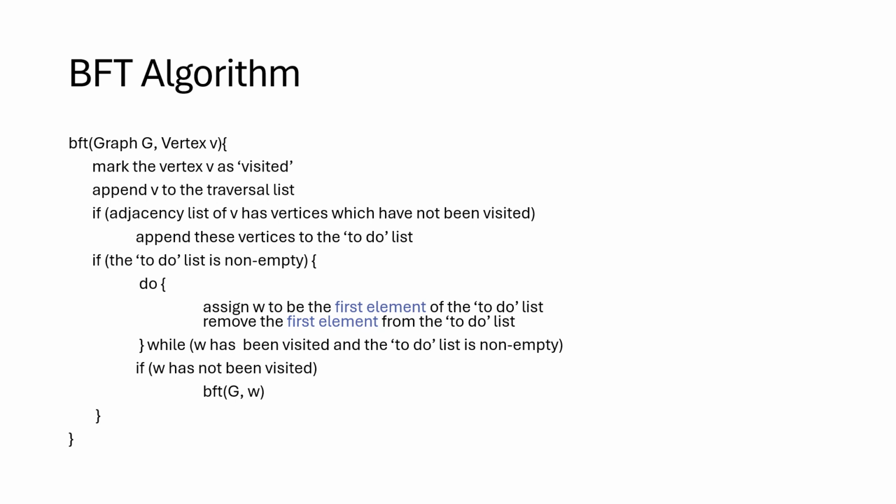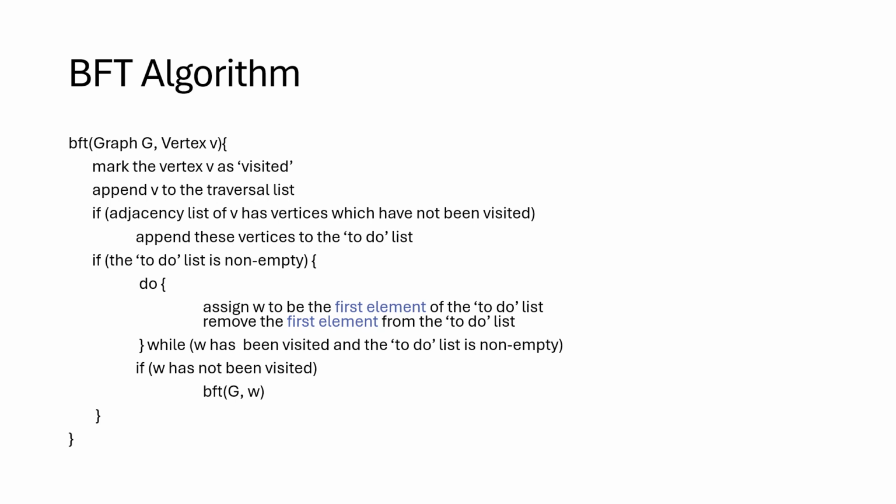But if the to-do list is not empty, then what we do is we look at the first element of the to-do list, and we call that, let's say, W. And we check whether W has been visited or not. If it has been visited, we ignore that and go and look at the next element and the next element. So we have two lines inside the do while loop.